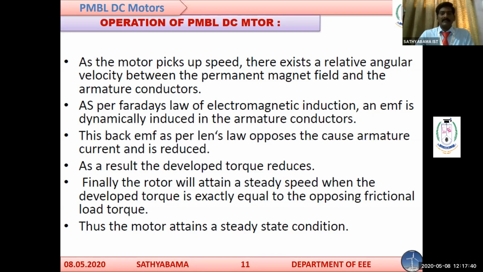Then as per Lenz's law, it opposes the cause, the armature current. Thereby, the current is reduced. When the current reduces, the developed torque also reduces, since we know well torque is proportional to current. When the torque is equal to the opposing frictional load torque, the motor attains a steady speed condition. That is the steady state condition.